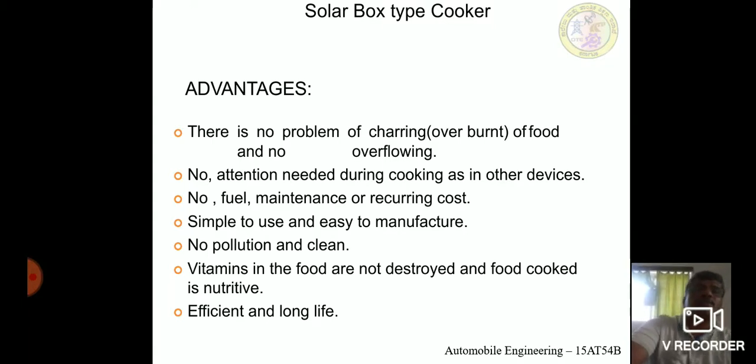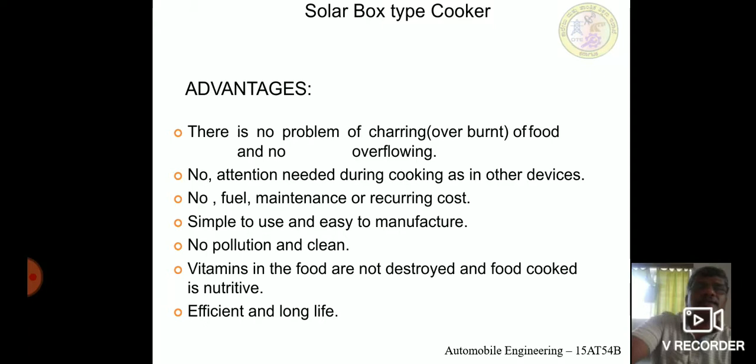And let us go through the advantages of this type. Definitely, there is no problem of charring over flame, so there is no burnt food and no overflowing. No attention is needed. You have seen, you just keep it inside and wait for some time. And there is no fuel or recurring maintenance cost. No fuel is required, only sun energy. There is no maintenance of the box.